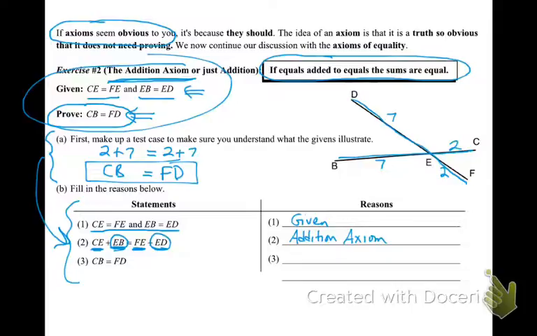For line 3, we say that CB is equal to FD. And if we compare that to line 2, notice that CE and EB are the two parts of the whole. So as in the axiom in number 1, those must be equal. So what we're going to write there is that the whole is the sum of its parts. Pause the video now and write down anything you need before we move on to exercise 3.